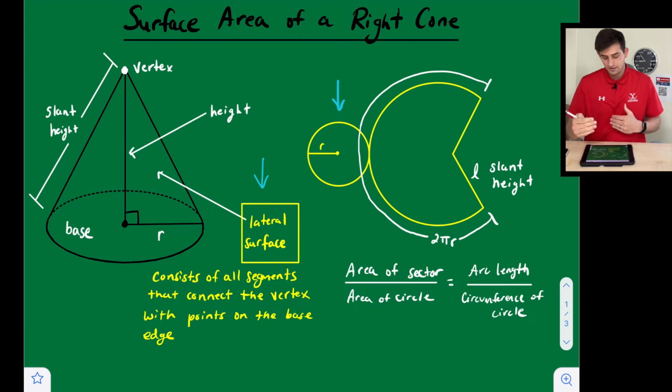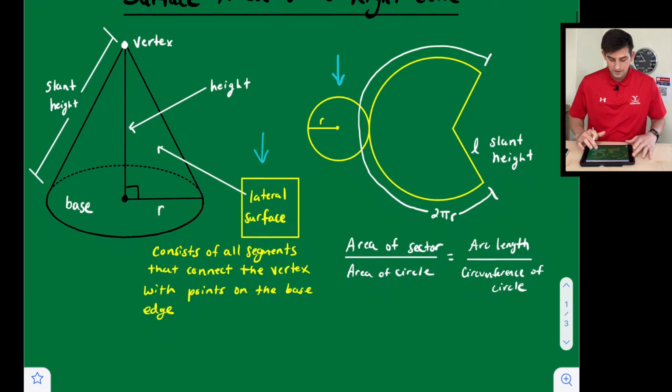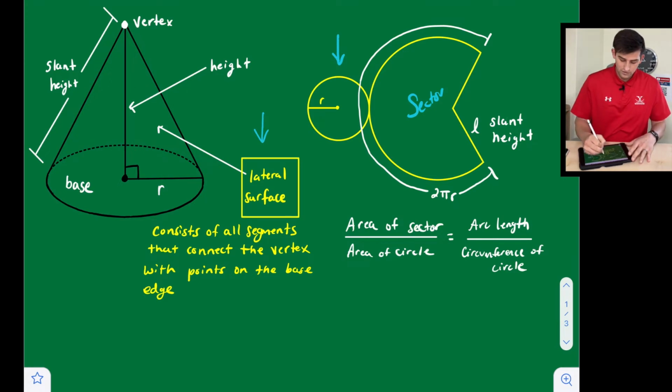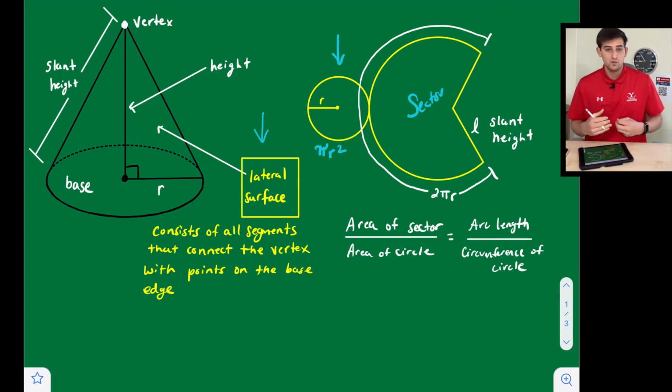Area of the sector divided by area of the circle is equal to arc length divided by the circumference of the circle. We are doing this so that we can find the area of this sector, because essentially that's what we've created. Once we find that, we can add it to the area of our circle. The circle here would just be pi r squared, the area with the radius being r. We've seen that before in previous videos on how to find the area of a circle, and I'll link that in the cards right now.